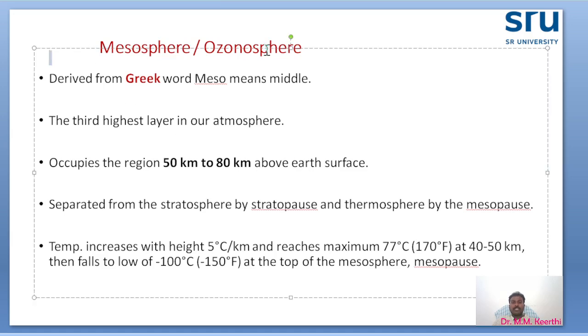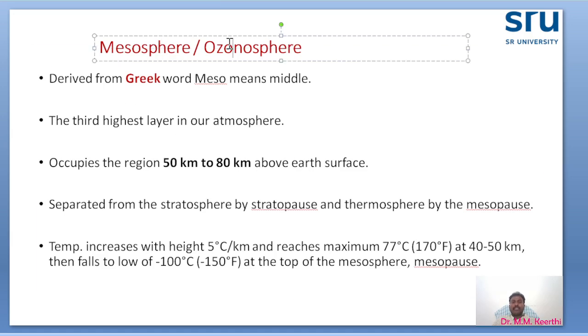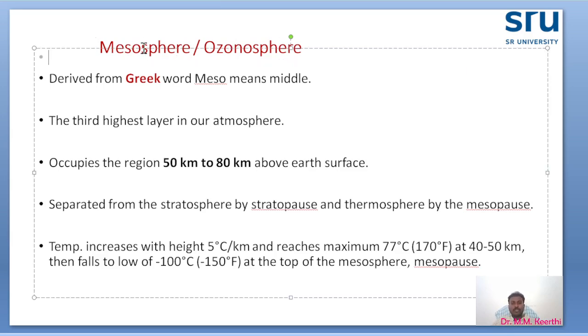Okay, and the third most important layer is the mesosphere. This layer is otherwise called the ozonosphere, because the ozone layer starts in the stratosphere, but the majority of the ozone is present in the mesosphere region. That's why the heat is also more in this region. This word is also derived from Greek. Meso means middle of the layer. This is the third layer. It occupies around 50 kilometers to 80 kilometers from the Earth's surface. It is separated from the stratosphere by the stratopause and from the thermosphere by the mesopause.